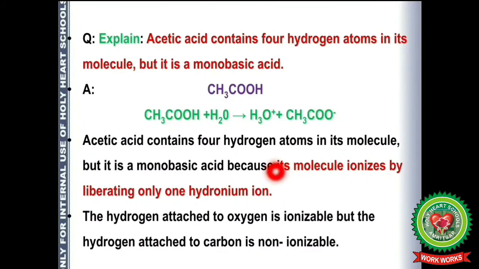So what is the reason for this? Because the acetic acid molecule ionizes by liberating only 1 hydronium ion. Why does it liberate only 1? Because the hydrogen that is attached to oxygen is ionizable, but the hydrogen attached to carbon is non-ionizable. So we should pay attention that the hydrogen that is connected to carbon is non-ionizable, but the hydrogen that is attached to oxygen is the only one ionizable. So it produces only 1 hydronium ion.